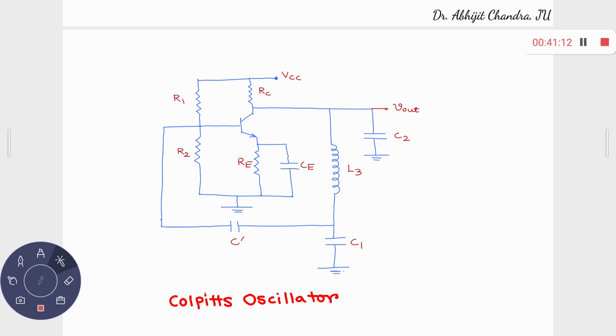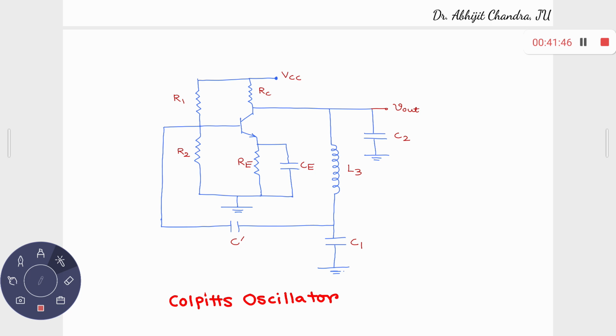DC wise, they are at different potentials, this collector and the base. You have to ensure that you have used this C dash so that they are not at the same DC level. That means if you have some C dash over there, this part is not connected to this part. A capacitor is open to any DC signal, and an inductor will act as a short.